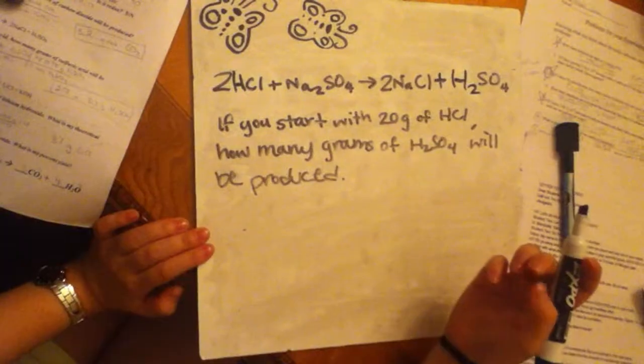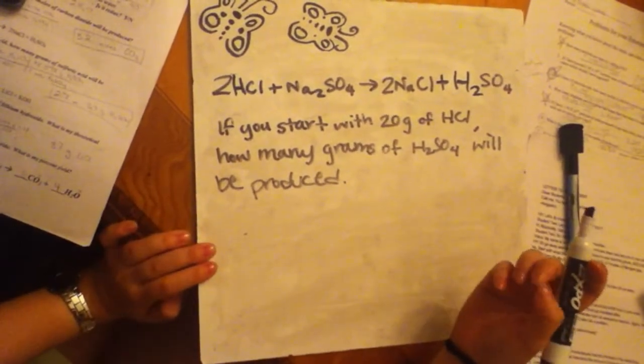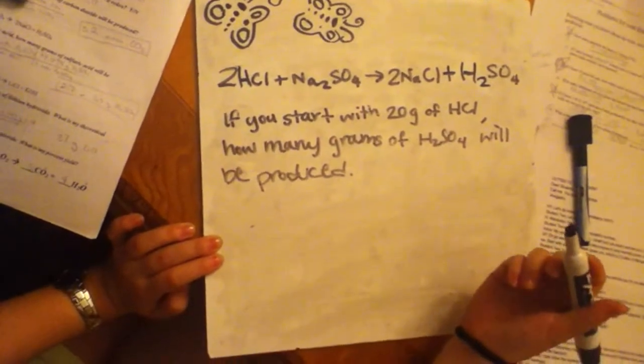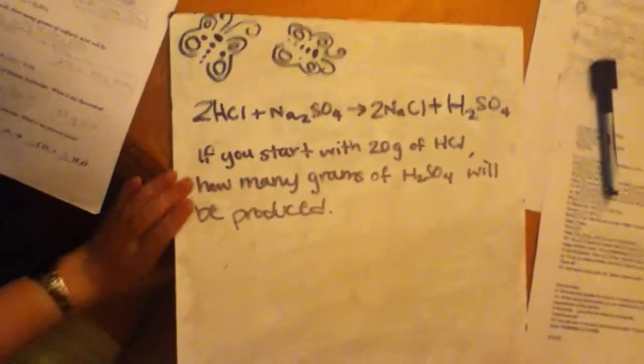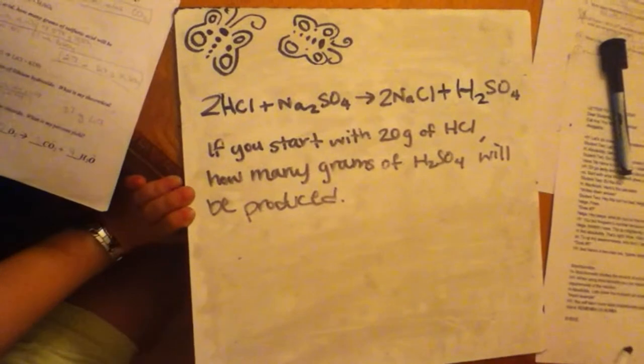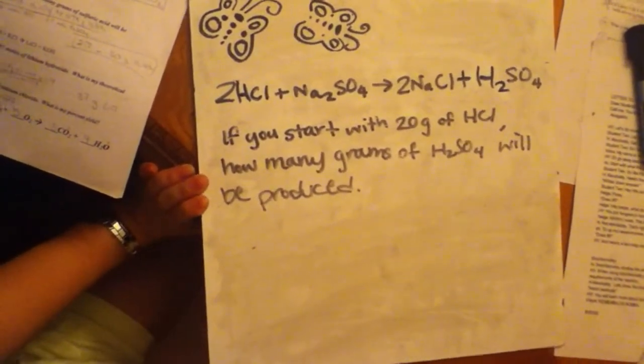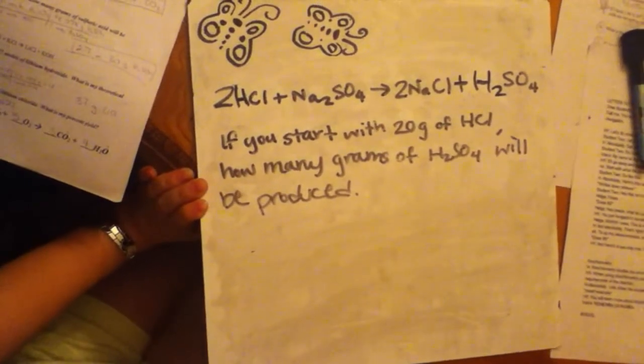Moles are also used in stoichiometry. Stoichiometry studies the amount of substances that are involved in the reactions. You can use it to determine the amount of a substance needed to fulfill the requirements of the reaction. Okay, so this one stoich problem, we have the equation 2HCl plus Na2SO4 yields 2NaCl plus H2SO4. And the problem is, if you start with 20 grams of HCl, how many grams of H2SO4 will be produced?